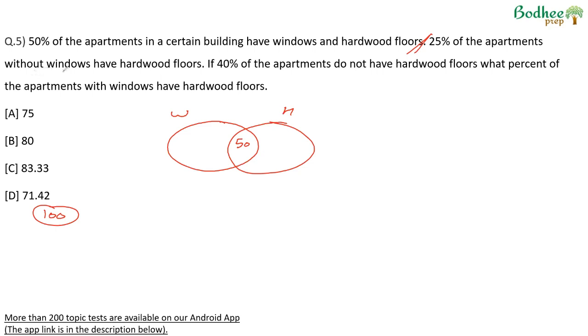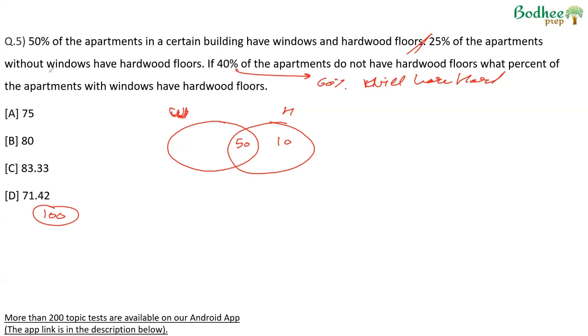25% of apartments without windows. It is not referring to the total, it is referring to the number without windows. So let us leave this for the moment. 40% of the apartments do not have hardwood floors. Therefore, 60% will have hardwood floors. Out of that, 50 is already here, so only hardwood floors will be 10.